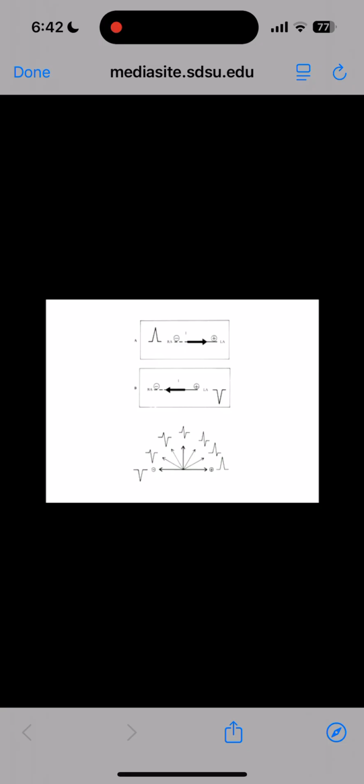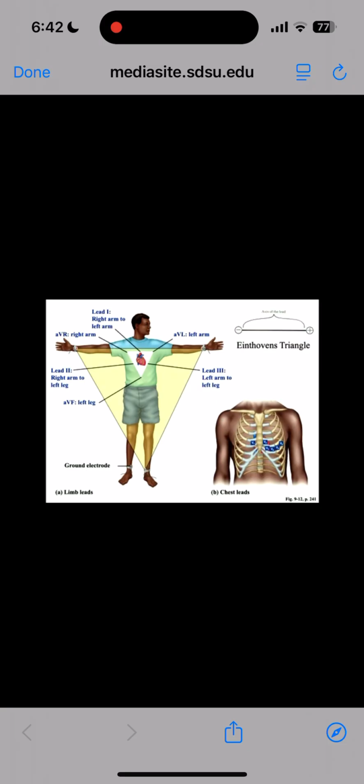We're going to focus on Einthoven's triangle because it's the easiest to understand. In Einthoven's triangle, one of the leads is a negative lead and one is a positive, okay?